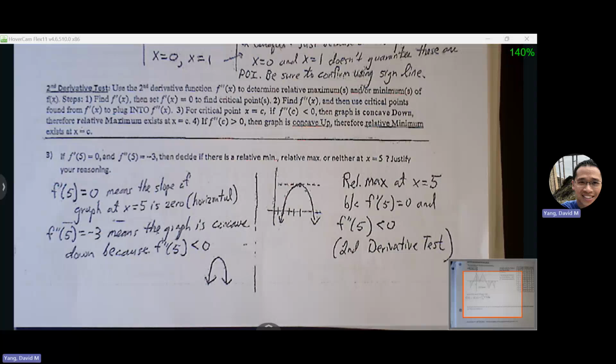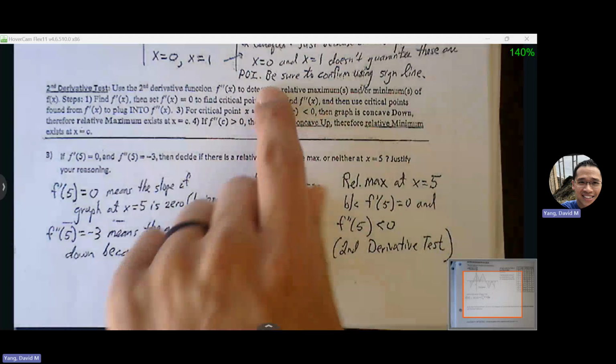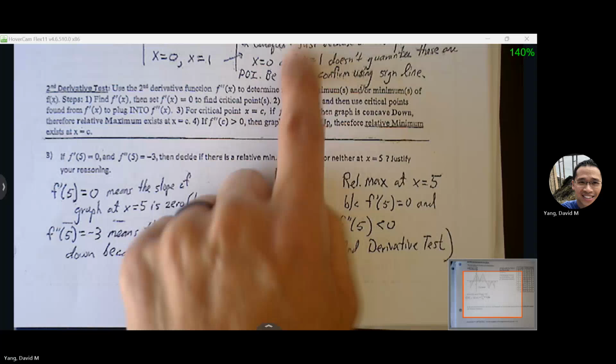So number 3 says f prime of 5 is equal to 0. So at that point, the slope behavior is 0. f double prime of 5 equals -3. We know also at that point the concavity behavior is negative, which is concave down. So if the slope is 0 and the graph is curved downwards, we must be looking at a relative maximum.